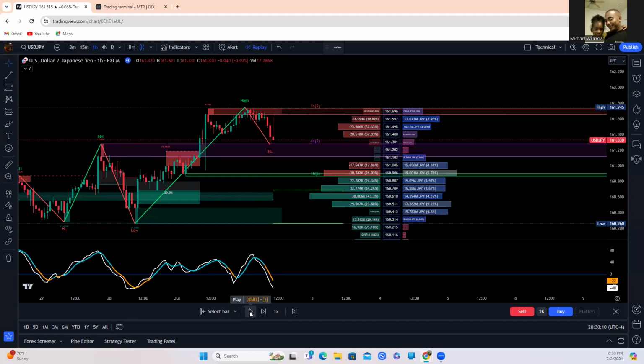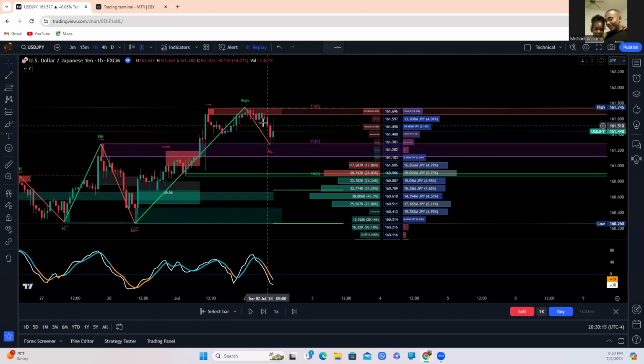Now, here's what I did. I missed the opportunity for this move right here. I was in, but I ended up getting stopped out. My stop loss was actually right here at the top. It was really right there. So I ended up becoming the liquidity for the move because I had my stop loss right there at the top. And that's what you don't want. You want to follow the liquidity and not be the liquidity, right?